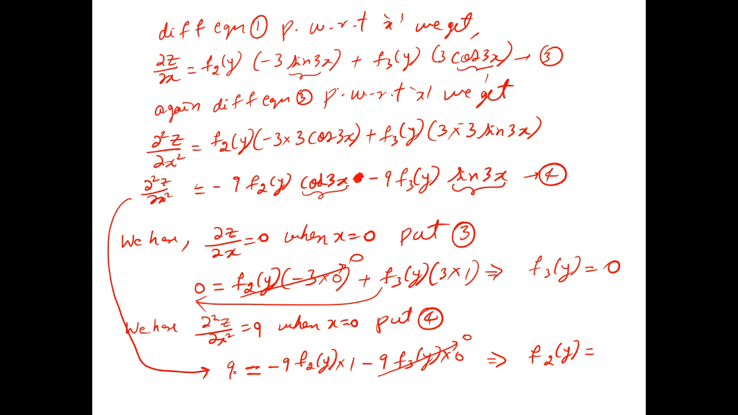Am I right? Here we have 9 and here we have minus 9. So minus 9 I will bring in the denominator. 9 divided by minus 9 is how much? Yes, it is minus 1. Therefore f2y is minus 1. When f3y is 0, f2y is equal to minus 1.